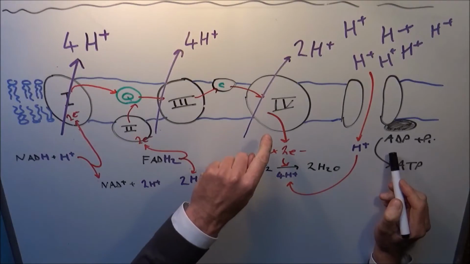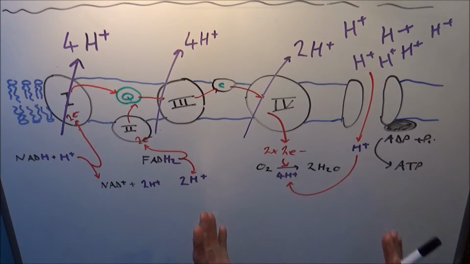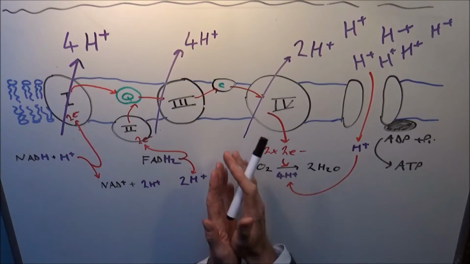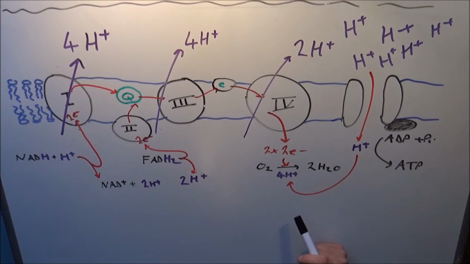That allows this complex to be operational and electrons can flow. So the point is that phosphorylation and oxidation are coupled, they're tightly associated with each other. There is such a phenomenon as brown adipose tissue, or brown fat.